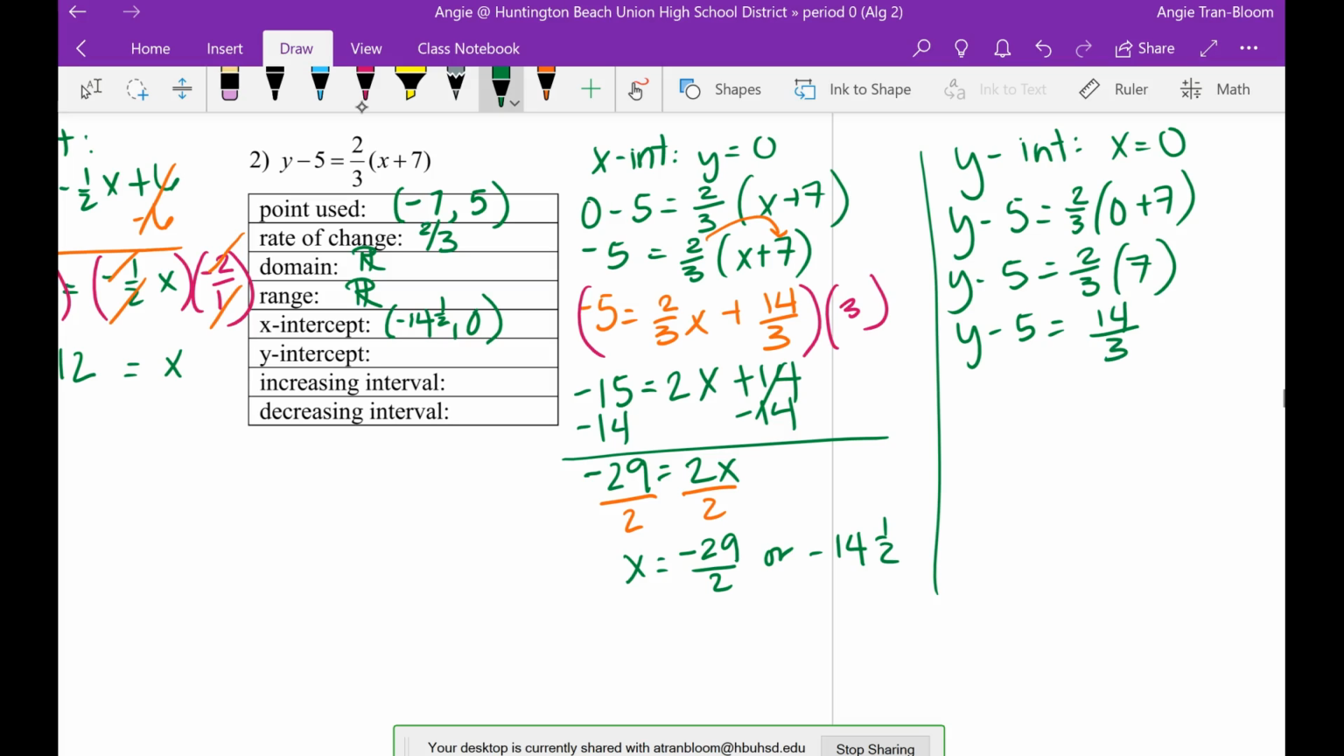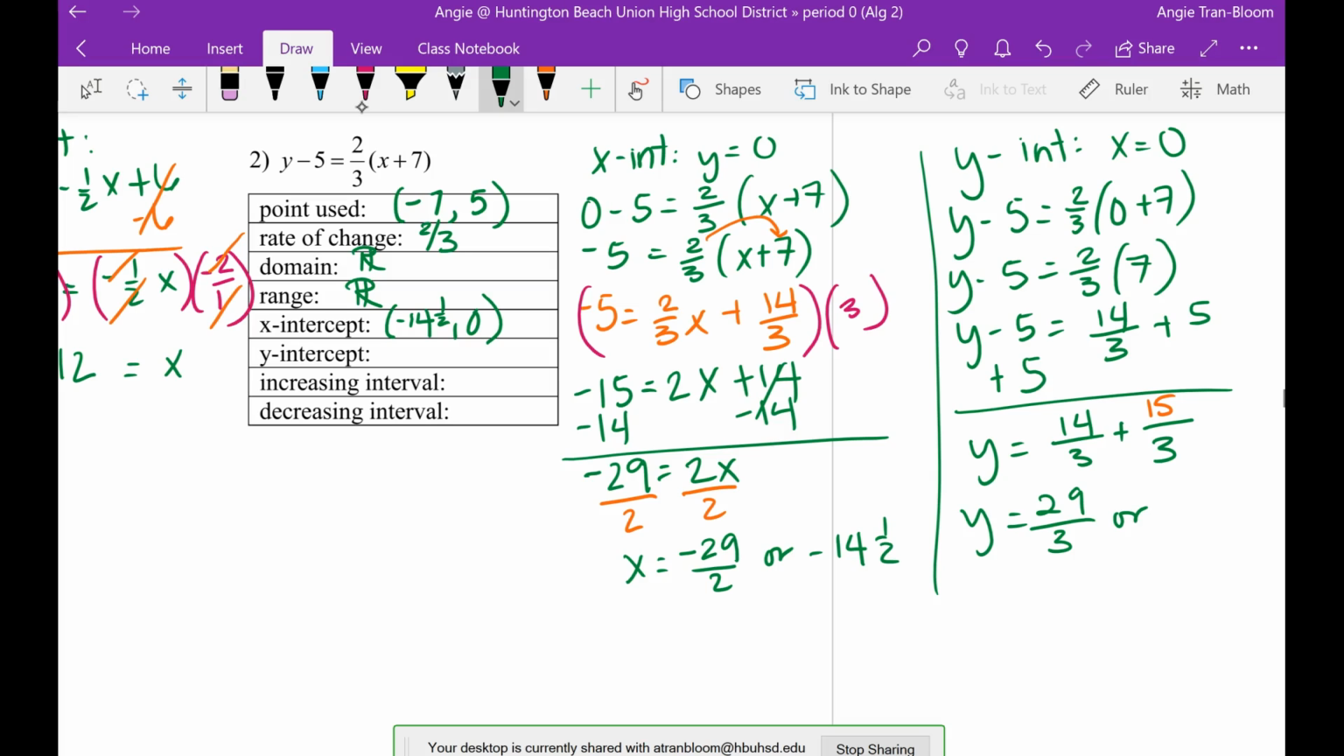You can solve this multiple ways. What do you want to do next? Add 5 to both sides? If I add 5 to both sides, though, do I need to find a common denominator? Yes. So 5 becomes something with the 3 in the bottom. What's the top? 15. That will leave me y equals 29 over 3.